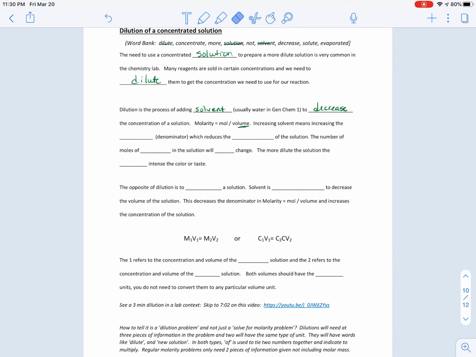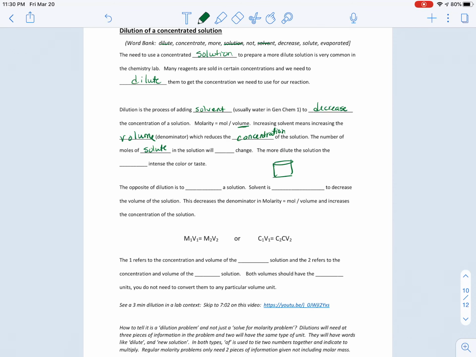Oh, sorry, you're increasing the volume, which reduces the concentration of the solution. Again, I'm going to double check, make sure all your words are correct.